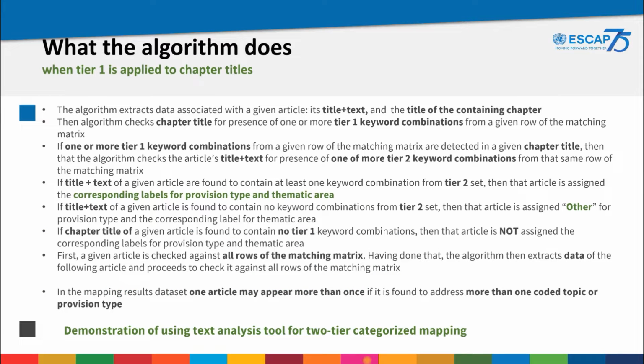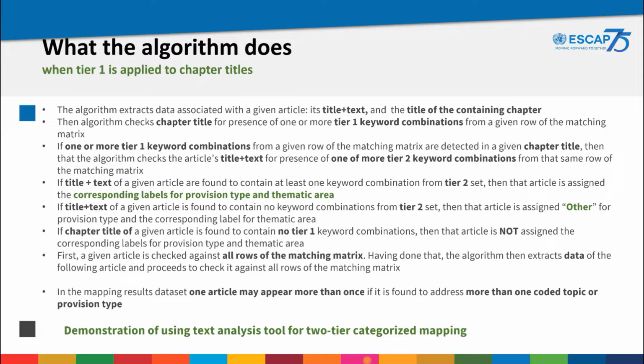So when you load this matrix into the tool, and then choose for Tier 1 to be applied to chapter titles, and then press Run, the following happens. The algorithm extracts data of a given article, its title plus text combination, as well as the title of the containing chapter. Then the algorithm checks the chapter title for presence of one or more Tier 1 keyword combinations from a given row of the matching matrix.